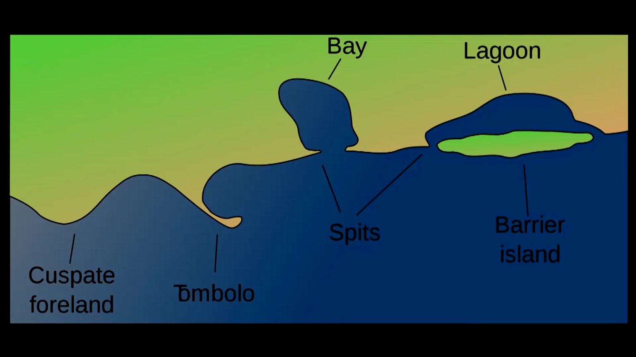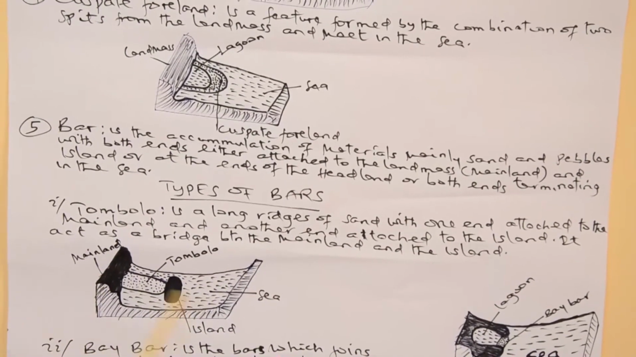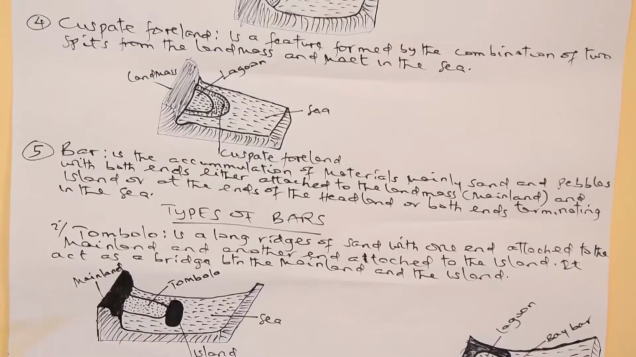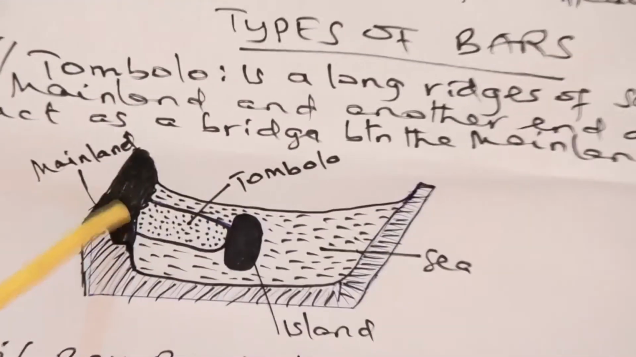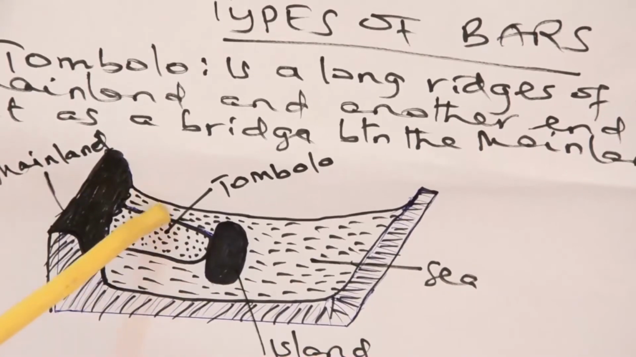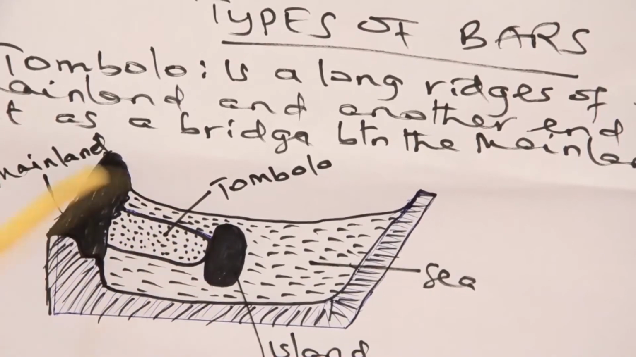The first one is called the tombolo. What is the meaning of tombolo? It's a long ridge of sand with one end attached to the mainland and another attached to the island. It acts as a bridge between the mainland and the island. Therefore, the tombolo is a landmass or deposition feature that takes place within the water bodies, with water on the sides, between the landmass like the mainland and the island.